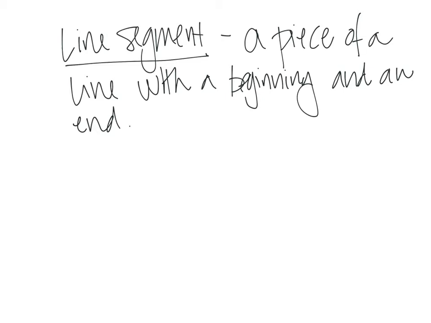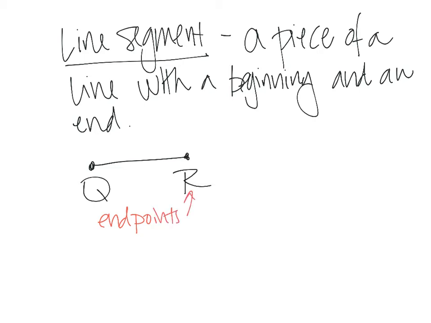A line segment is just a piece of a line. So it's maybe a part in the middle that is part of a line, but it has a definite beginning and an end. So it could be part of a line or it could be its own personal line segment. So here is line segment QR. And these guys are called endpoints. So Q is an endpoint and R is an endpoint. When we label them QR like this.